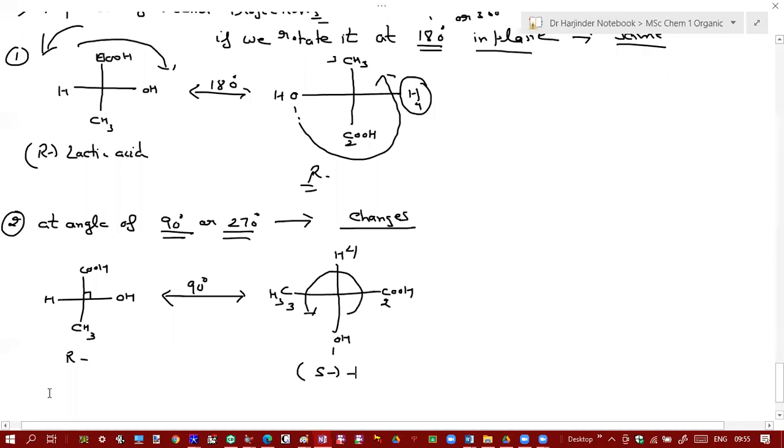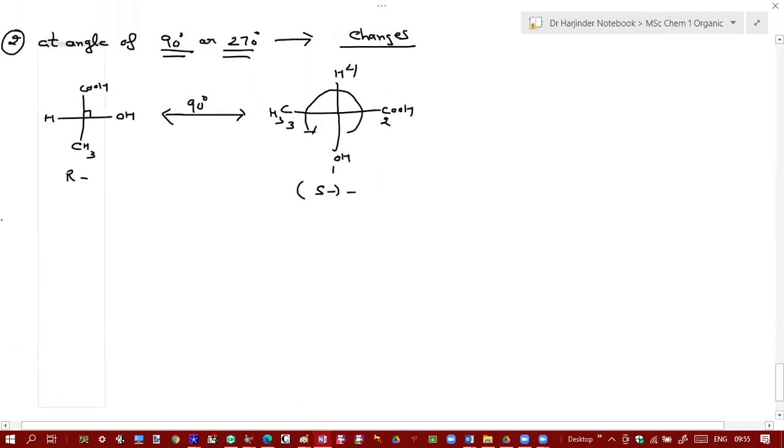So now let us see what will happen if we rotate it out of plane. Suppose you rotate this Fisher projection again at an angle of 180 degrees, but this time out of plane. So again, let us write this lactic acid. This is R lactic acid. Now how will you rotate it at an angle of 180 degrees out of plane?